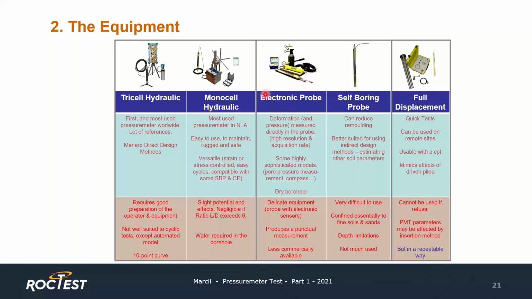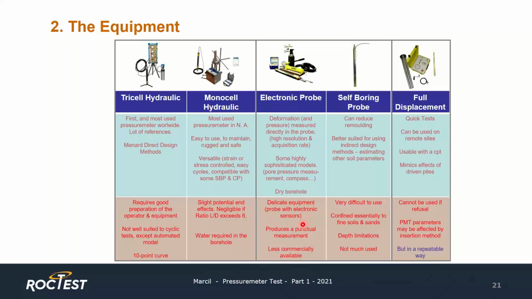Then we have the electronic probes. The main interest of these probes is that the deformation and the pressure are directly measured in the probe. So this allows some high resolution measurement and also high acquisition rates. Also, some models are very sophisticated, as I already mentioned. And finally, it can be used in dry boreholes.